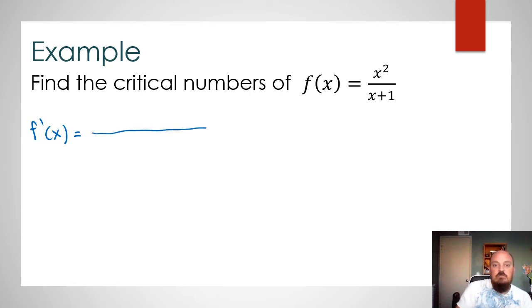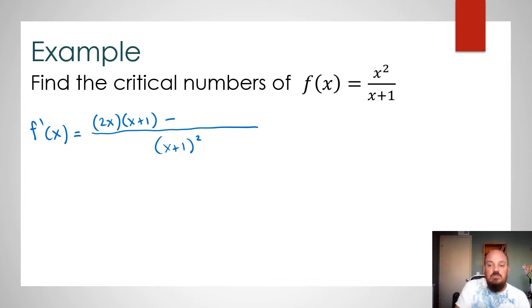Quotient rule says, first you square the bottom, and then on top, you do the derivative of the top, which would be 2x, that's a power rule, times the bottom, which is x plus 1, minus the derivative of the bottom, which is actually just 1. And remember, I did it separately. The derivative of x is 1, the derivative of 1 is 0, so the derivative of x plus 1 just ends up being 1. And then that's times the top, which is x squared.